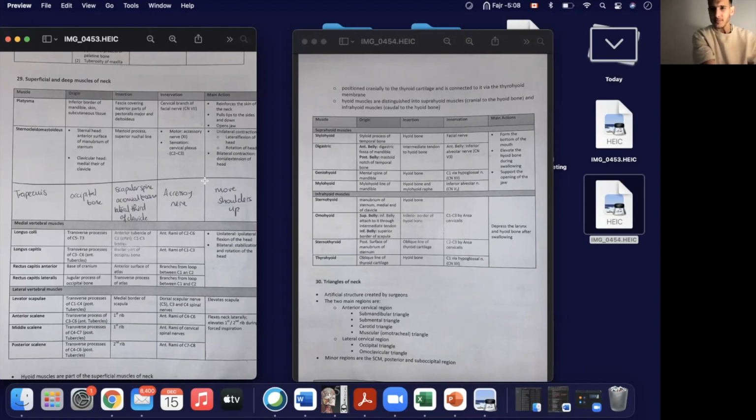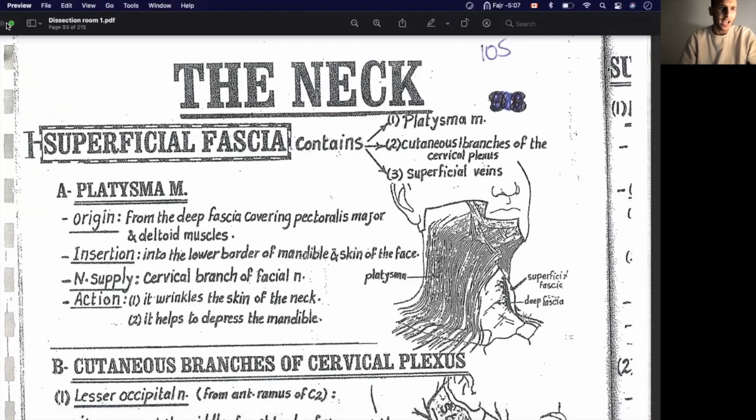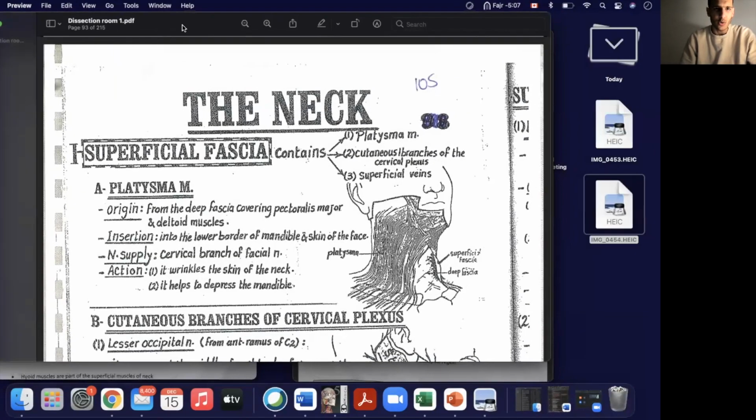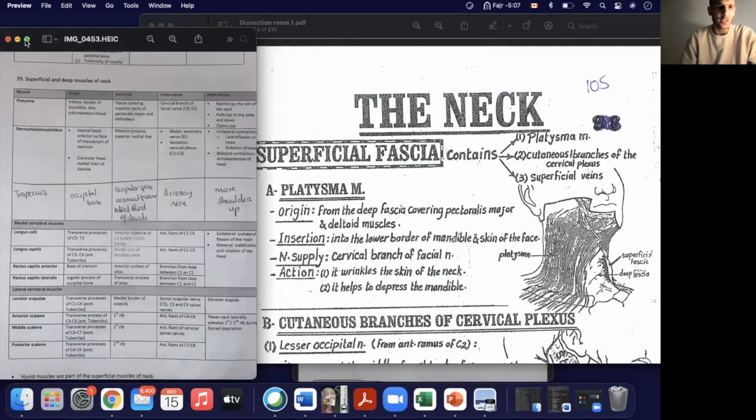Just to keep an eye on our progress, you guys are required to know every single muscle here: the attachments, the functions, the position, the insertions, origins, and stuff like that. For this video, I'll be using these notes, and through them, we're going to go through it. I hope I can cover all of the muscles of the neck through this video using this guidance.